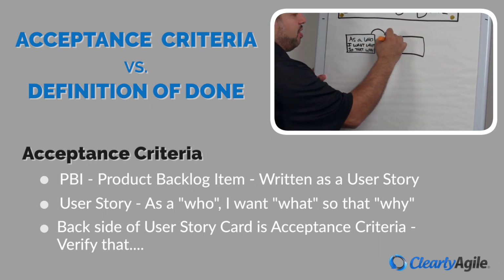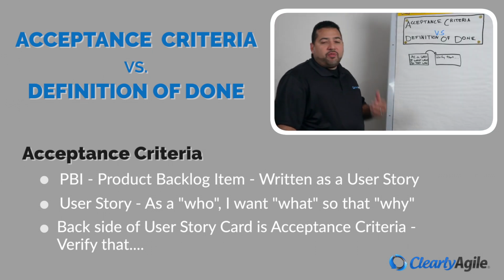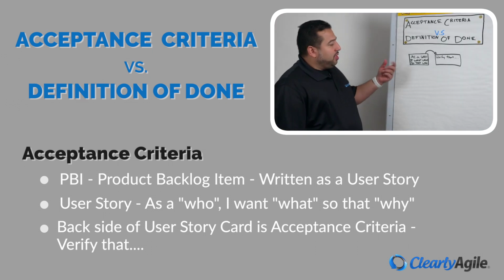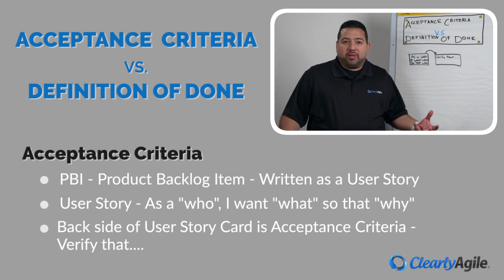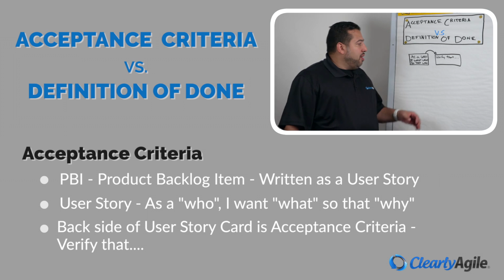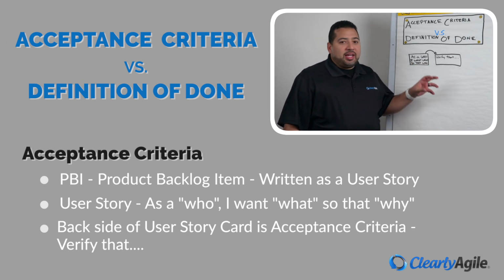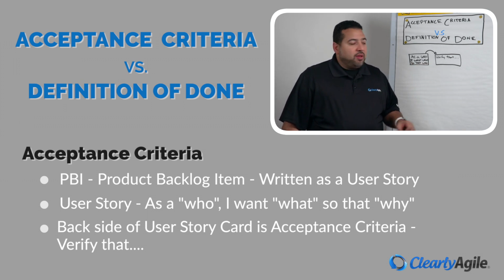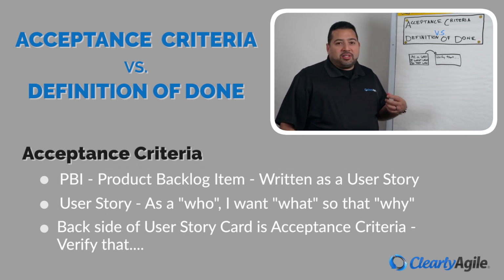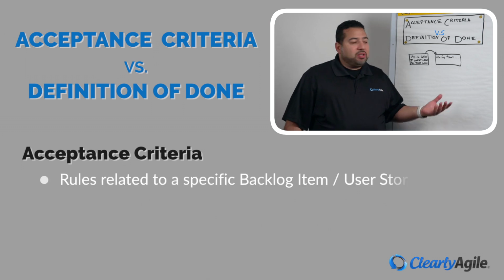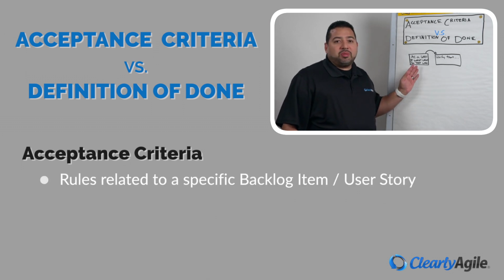Typically, you might start with "verify that...". So for example, if I am doing a product backlog item that wants to add a phone number to a customer profile, I might say verify that I can add a 7-digit number. Verify that I can add more than one number. Verify that I must add an area code. These are going to be rules related to this specific backlog item, to this specific user story.